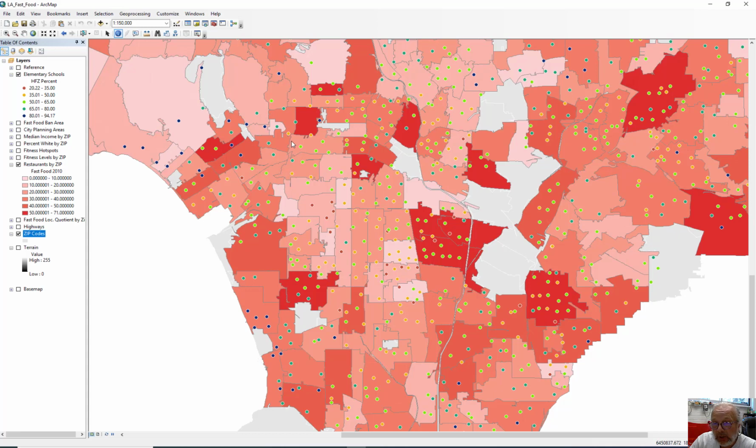You should pause the video right now and answer a couple of questions about the restaurants by zip code layer map.